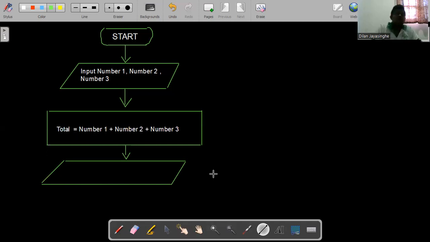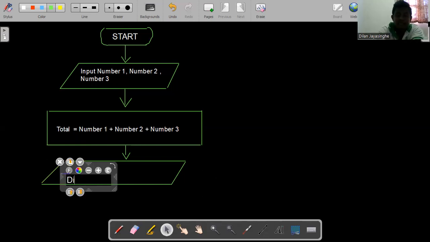How does it happen? When we output something from the computer, how does it happen? It's happening by the monitor, the output device. It's displaying by the monitor, right? So therefore, we can say display total.